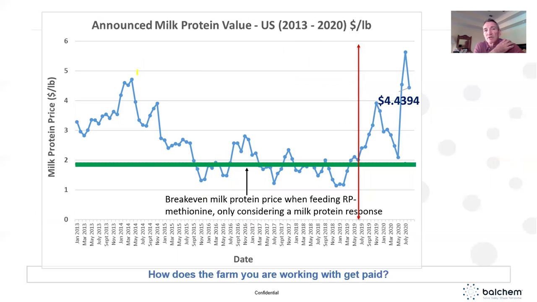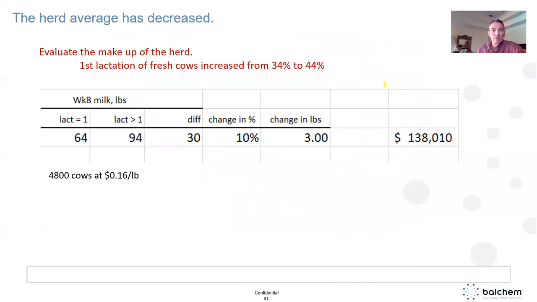One thing that I would share with you is, lately it's been very economical to shoot for milk protein. Milk protein's been at an all-time high. Last month we hit the very highest price point for milk protein. It's starting to come down a little bit, but it's been very advantageous to feed for it. The question I'm going to ask you is, how does the farm you're working with get paid? Are they paid on protein?